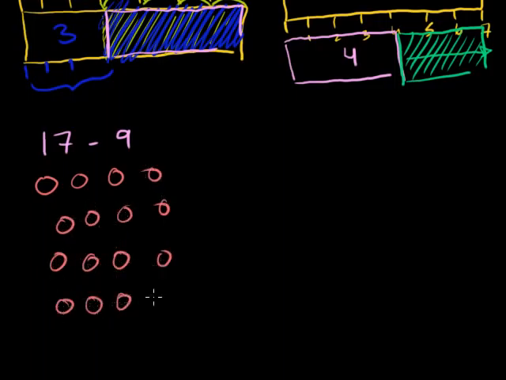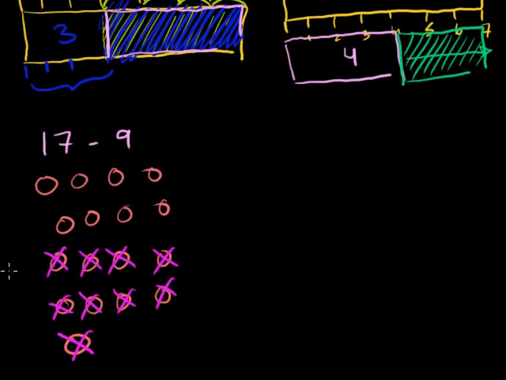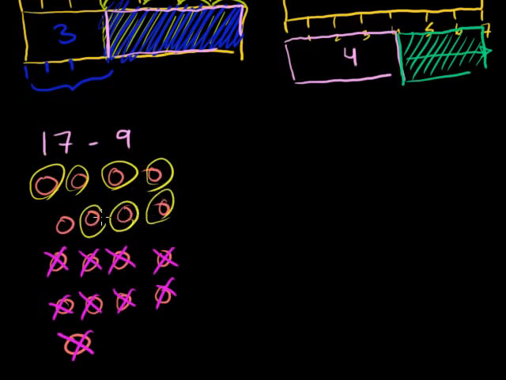And then I'm going to take away 9 of them. So I'm going to take away 1, 2, 3, 4, 5, 6, 7, 8, 9. How many am I left with? I'm left with 1, 2, 3, 4, 5, 6, 7, 8. So 17 minus 9 is equal to 8.